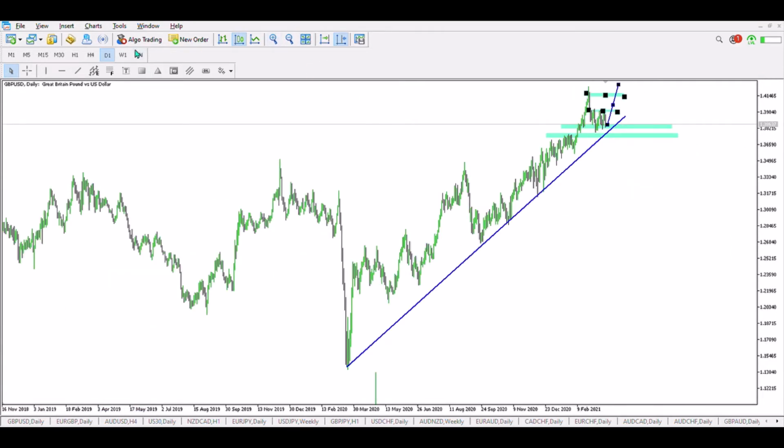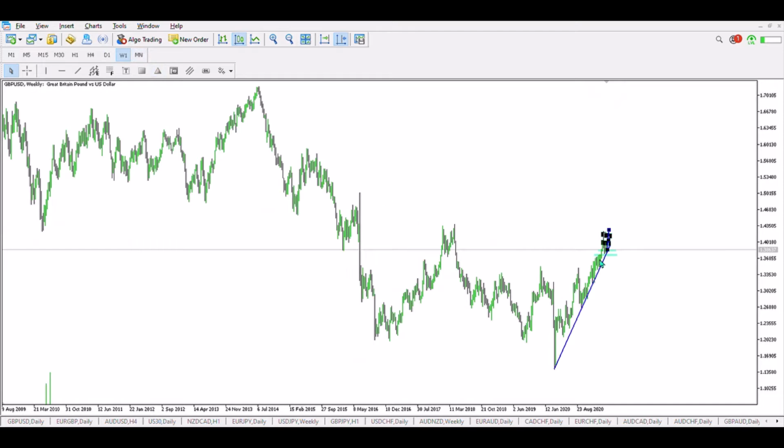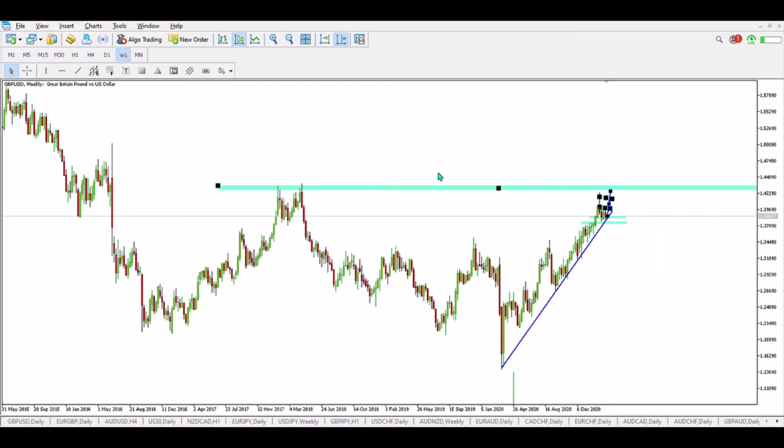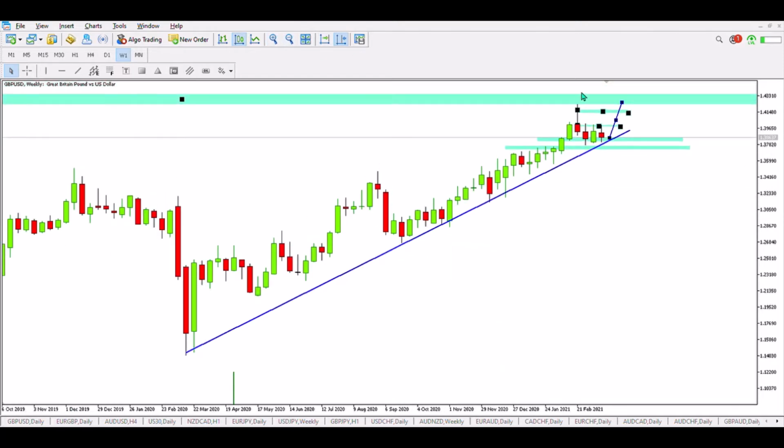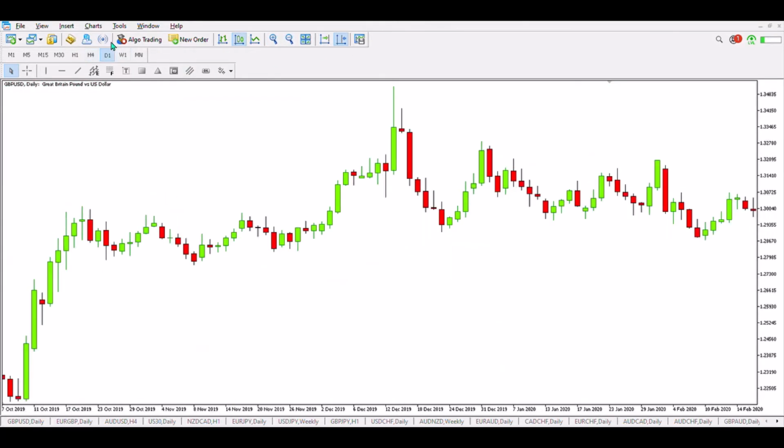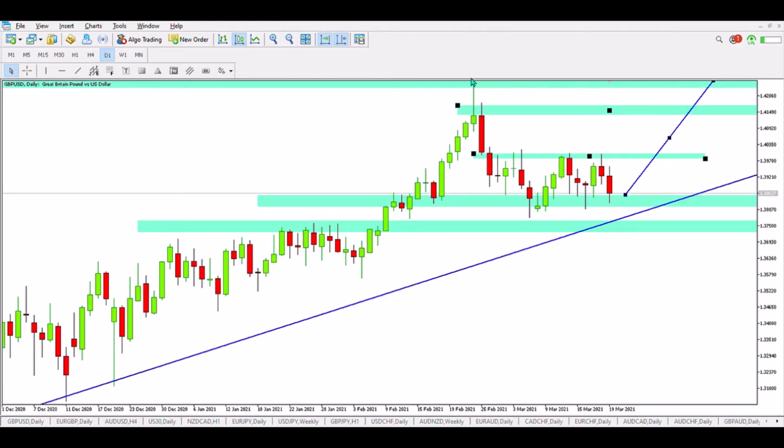Okay, let's check the weekly chart and see where we have resistances. You see these two tops right here? I'm going to use them as a resistance. I can even make it a little bit thicker. And this aligns exactly with the previous high which we have seen on the daily chart. Where is it? Right here, it just reached the weekly resistance.